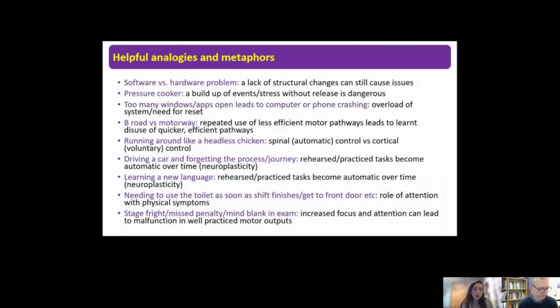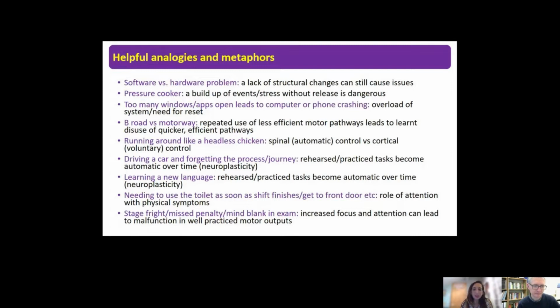So I've just popped some helpful analogies and metaphors on there. Some of them we've discussed already. Software versus hardware. A pressure cooker model is a nice way of talking about a build-up of stress or events over time. A more modern way of thinking about that, potentially for your younger clients, might be thinking about the number of apps open on your phone, the number of windows open on a computer, and how that might lead to poor functioning of the device.